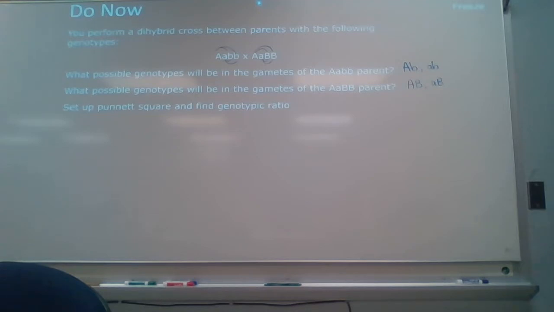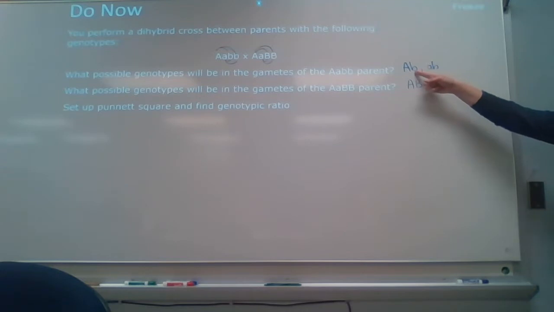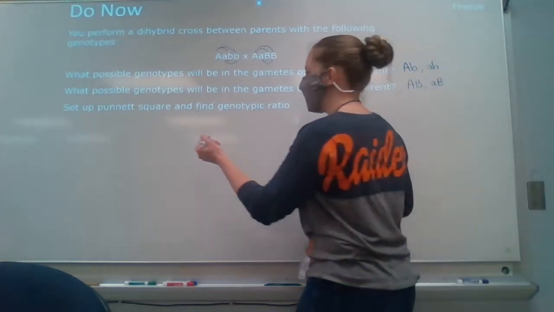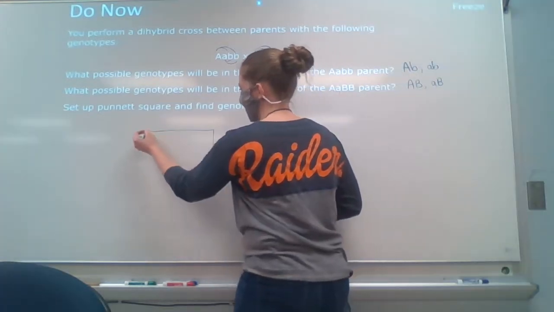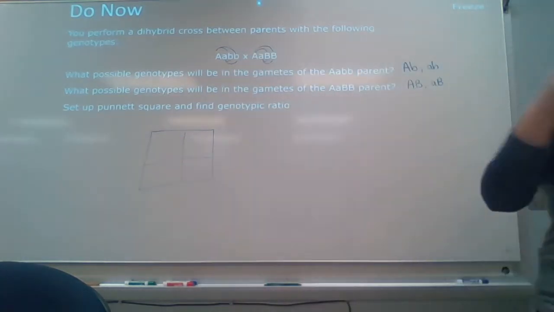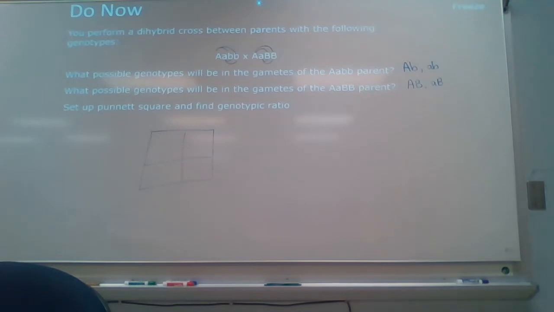Okay. So when you set up the Punnett square for this, do you need to make 16 squares? No, you only need to make 4. You only need a square for this, a square for this on one side, and a square for this, and a square for this on the other side. Those are the only possible things we can put together. Okay? So that's what you're going to do. So do that real quick. You can get the answer anyway.